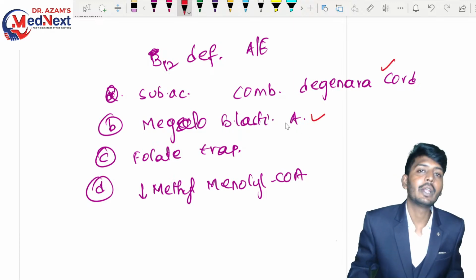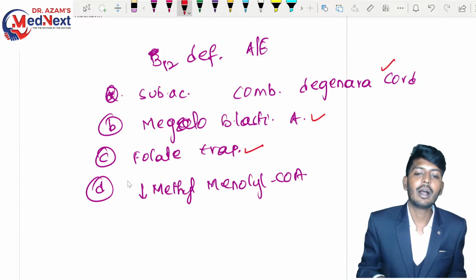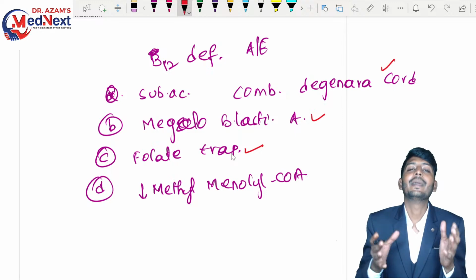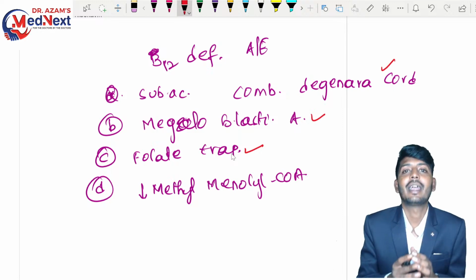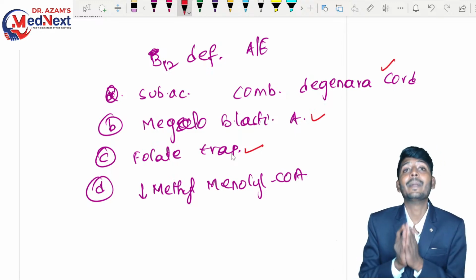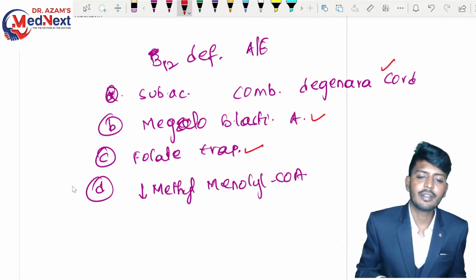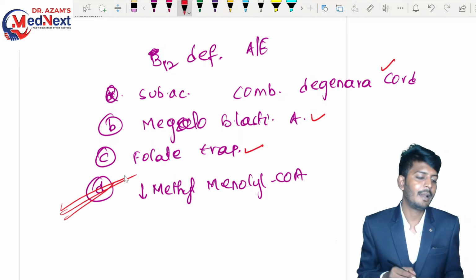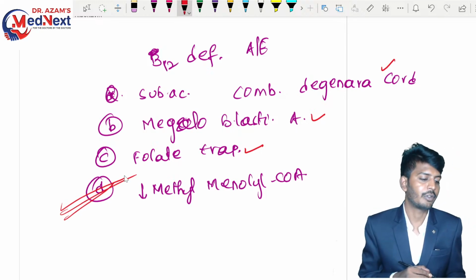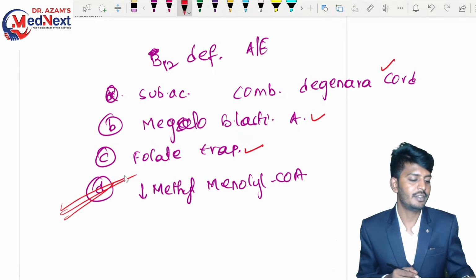Megaloblastic anemia definitely होगा. Folate trap definitely होगा. Folate trap is nothing but methyl tetrahydrofolate में रह जाएगा. So B12 deficiency causes folate trap. Directly याद रखो, fact based है ये. So the answer will be decreased methylmalonyl CoA. The answer is D बच्चों. The 41st question is discussed.